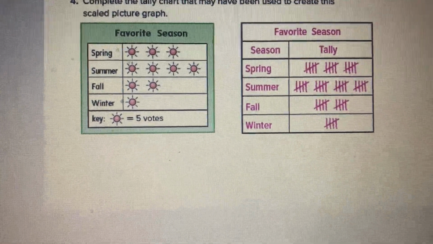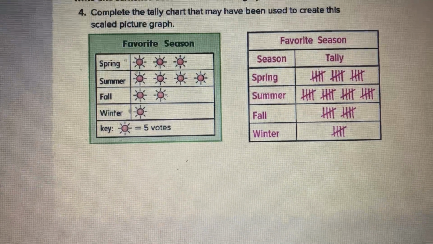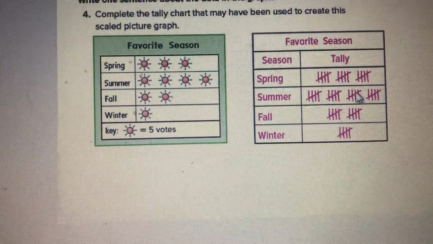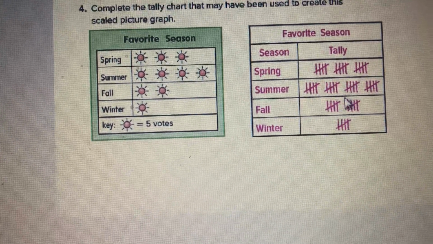And there you go. You can see favorite season. They have a title. Tally marks. And make sure you drew that line over for your 5th one. And there you go.